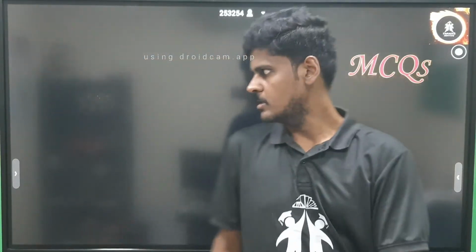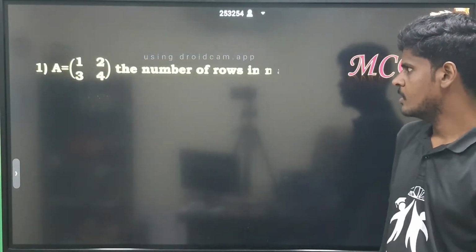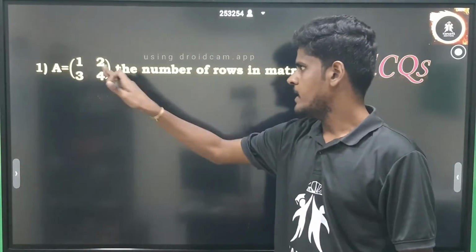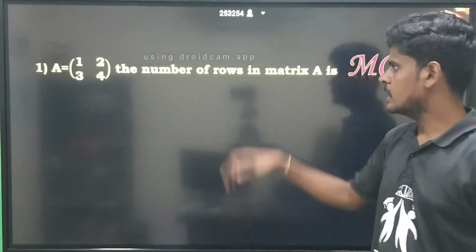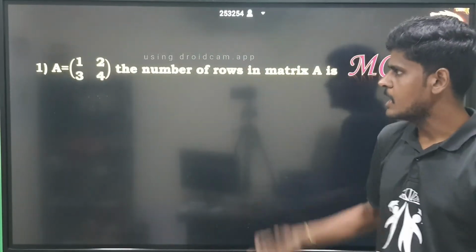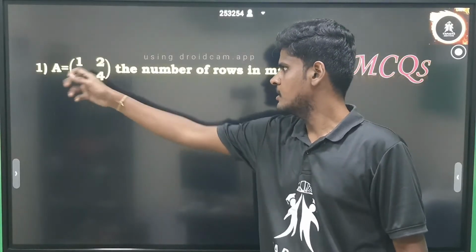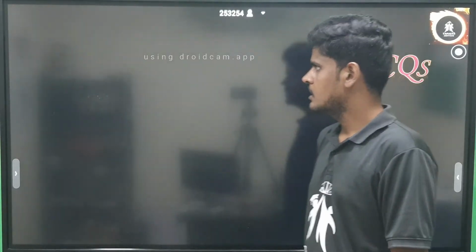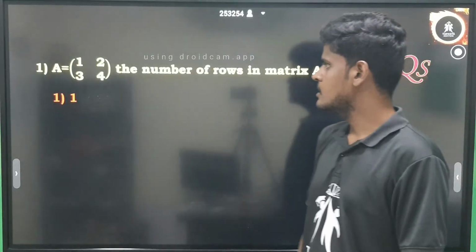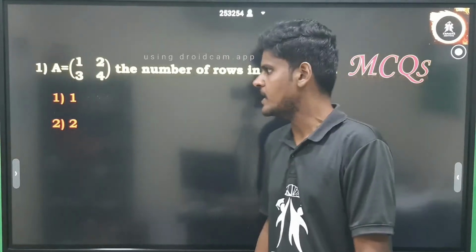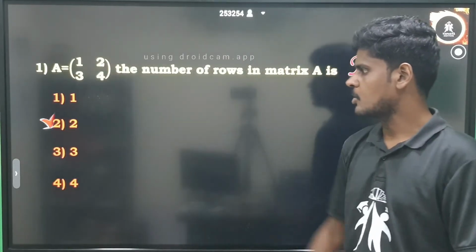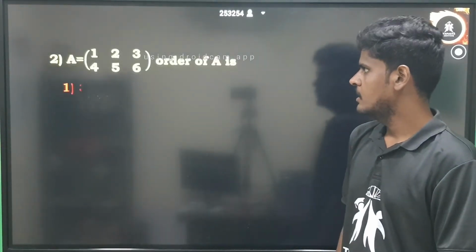Okay, next. Matrix A is given like this. The number of rows in this matrix is, obviously, number of rows means these two are called rows. Then the total number of rows is 2 rows in this matrix. So option 2 is the correct answer.